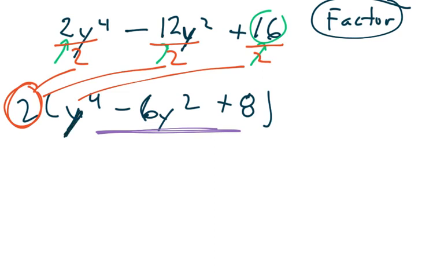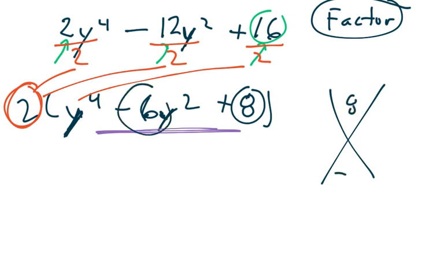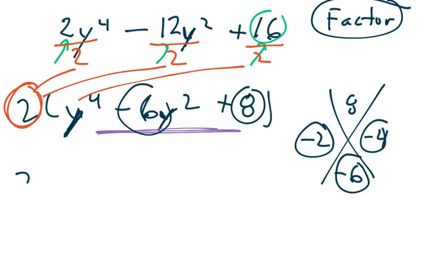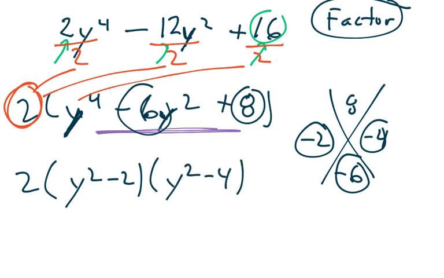Okay, that's a y to the 4th there. So we're going to pretend it's y squared and y. And we're going to do an X, and we're going to take the 8 as our product, the minus 6 as our sum. And negative 2 times negative 4 is 8. And negative 2 and negative 4 is negative 6. So now we know we have 2 parentheses: y squared minus 2, y squared minus 4. The reason why I did these y squareds here is because of the y to the 4th and the y squared in the middle.